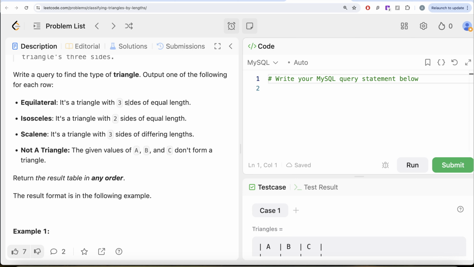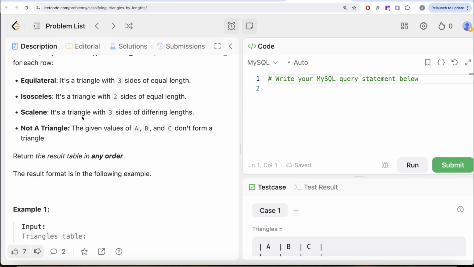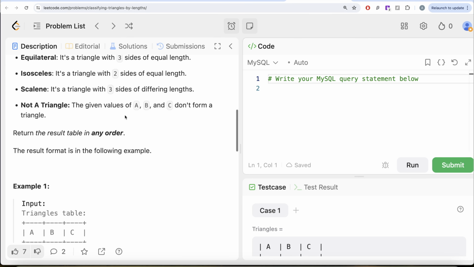Equilateral if it's a triangle with three sides of equal length. Isosceles if it's a triangle with two sides of equal length. Scalene if it's a triangle with three sides of different lengths. Not a triangle if the given values of A, B and C don't form a triangle. Order of the result does not matter.